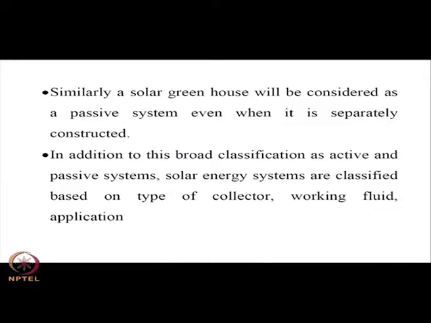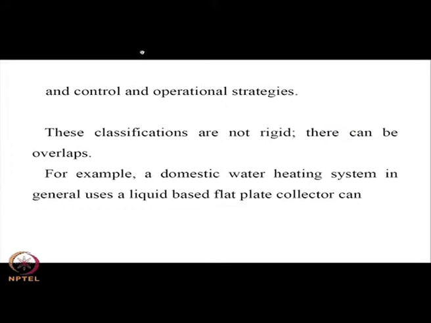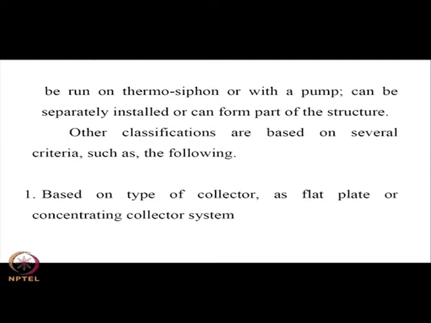In addition to this broad classification as active and passive systems, solar energy systems are classified based on type of collector, working fluid or application. So, you may have even the control strategies. So, these classifications are not that rigid. There can be overlaps, and one should not be upset whether it is a passive system or an active system, but it should be understood in the spirit in which it is spoken. So, a domestic water heating system generally uses a liquid based flat plate collector and can be run on thermosiphon or with a pump or without a pump separately installed, and it is an active system.